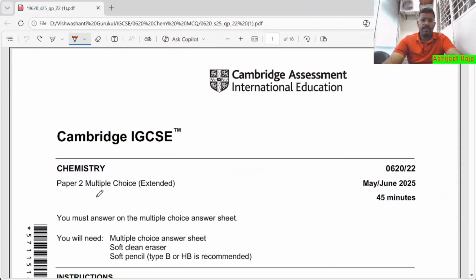I have heard that the paper was a little difficult and most of the students couldn't answer the MCQ paper. They got most of the questions correct but didn't understand the proper reason behind that. So let's see the paper now.